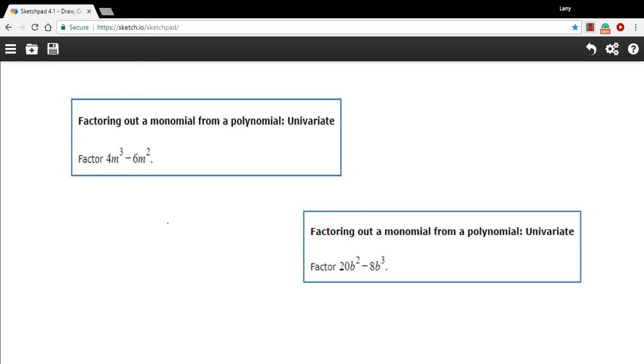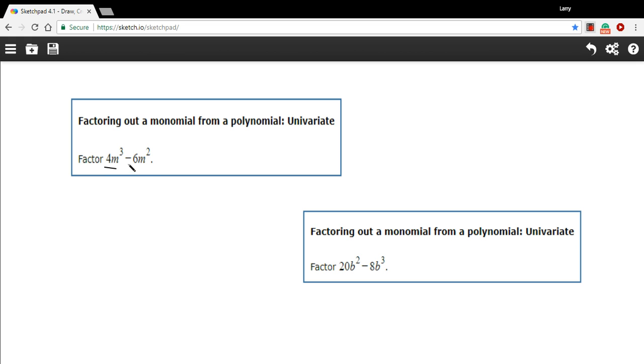In these problems, we have some polynomials, so they have more than one term here, and our job is to try to factor out a monomial, one term, from this. So when it's done, it's going to look like something left over in parentheses and something outside the parentheses. That's our monomial that we factored out.